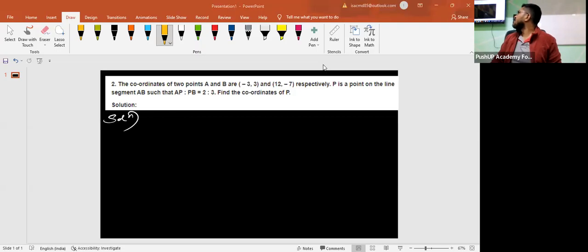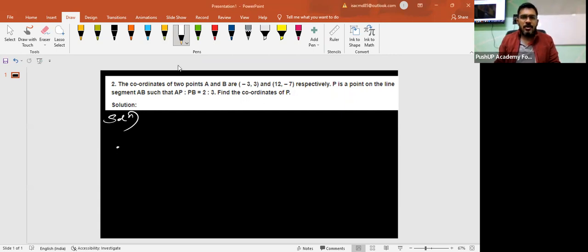The coordinates of 2 points A and B are (-3, 3) and (12, -7). P is a point on the line segment AB such that AP is to PB is equal to 2 is to 3. Find the coordinates of P.